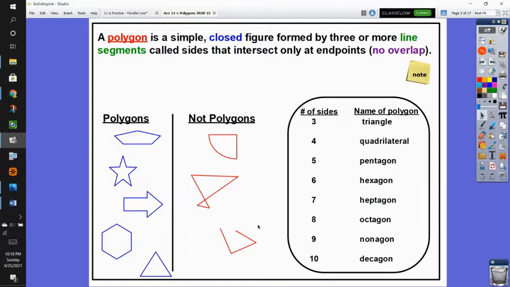The sides don't connect. Okay, so you need to be able to name polygons, which you've probably been doing for years here, based on the number of sides. That's how they are named. So these should all be familiar to you. Triangle, quadrilateral, four sides, pentagon, hexagon, heptagon, octagon, nonagon, and decagon. These are ones you are supposed to know.